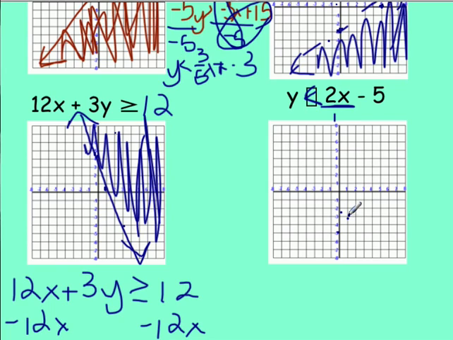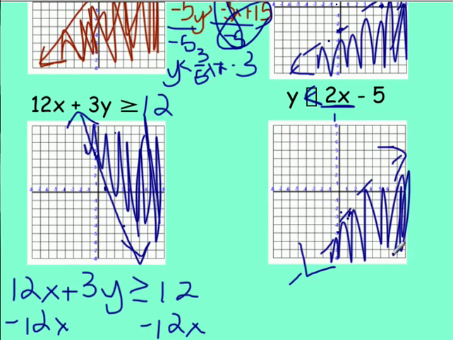And plotting that point. Now we're going to have a dashed line going through those two because there's no line underneath. Now the alligator's facing away from the y, so I need to shade down. So that right there is your final answer.